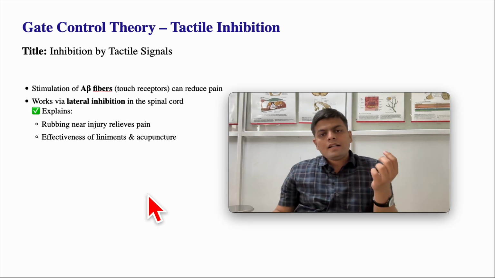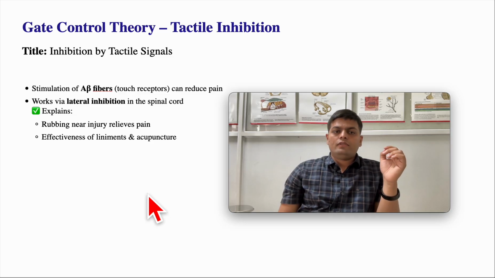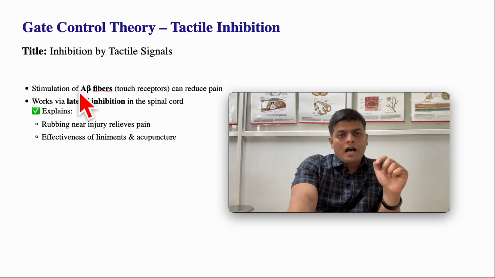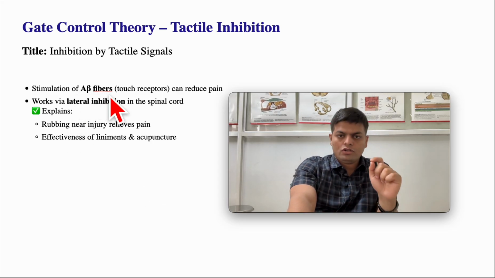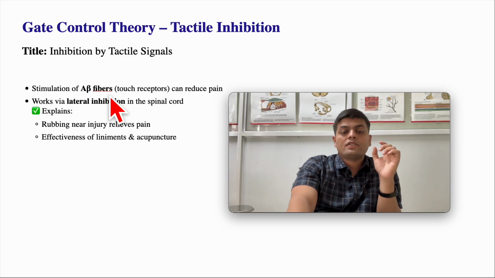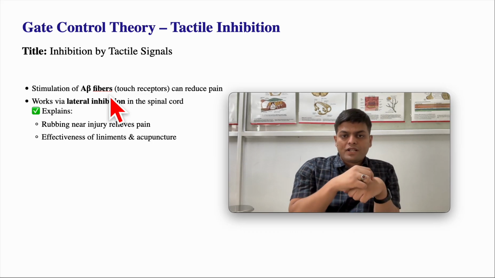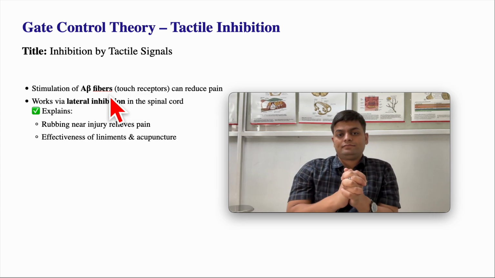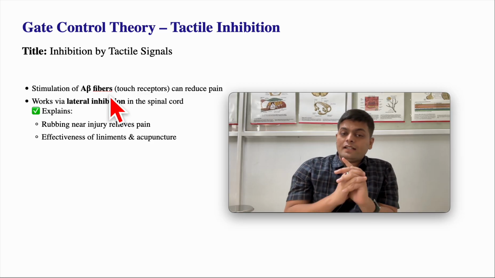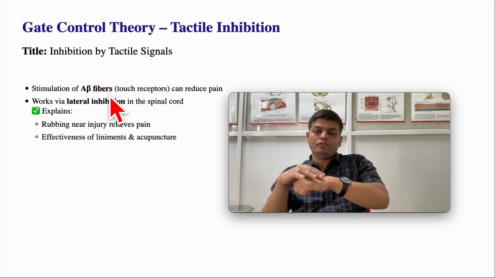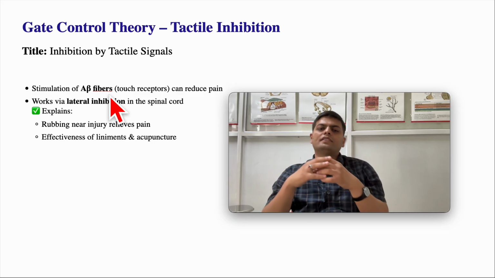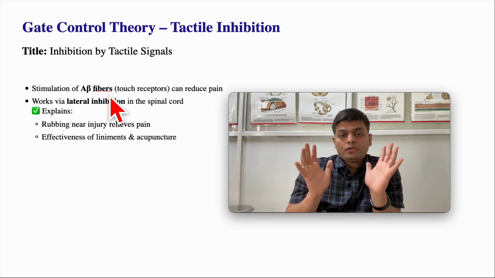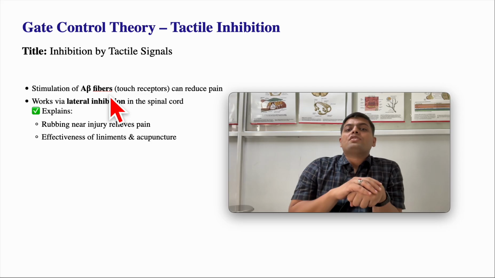Now, another interesting mechanism is gate control theory of pain, which states that a stimulation of large A delta sensory fibers, which is responsible for the transmission of touch and pressure to the brain, can significantly reduce the pain from the same areas. That is the reason rubbing near a painful site often causes relief from the pain. This happens basically due to the lateral inhibition at the level of a spinal cord.